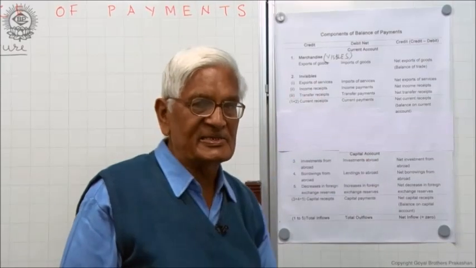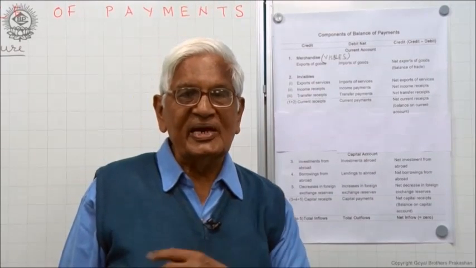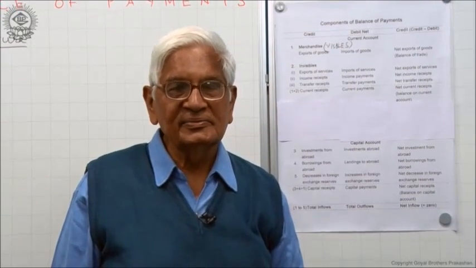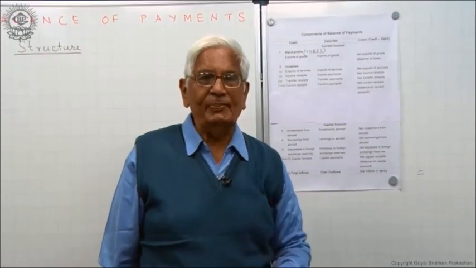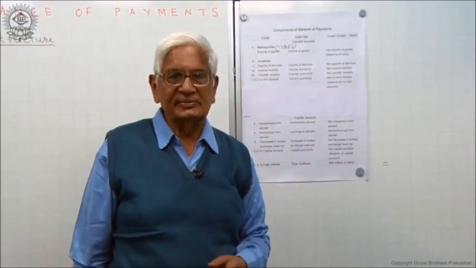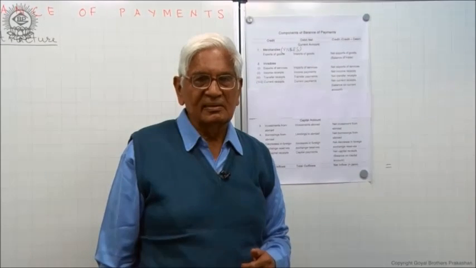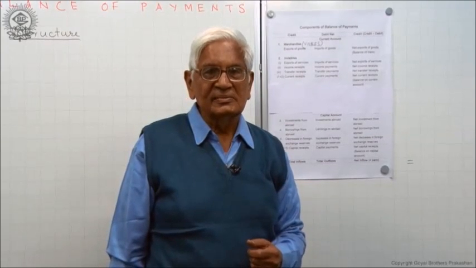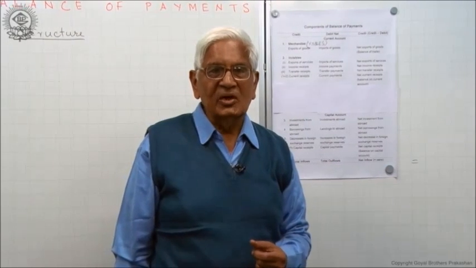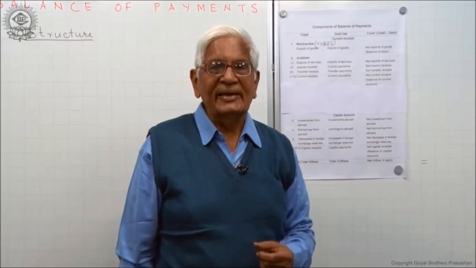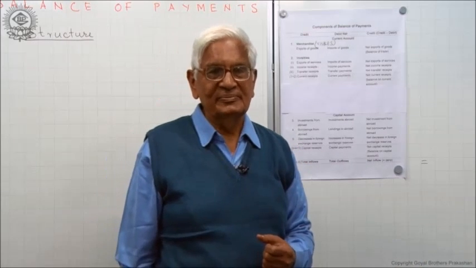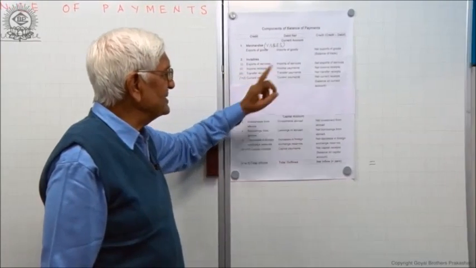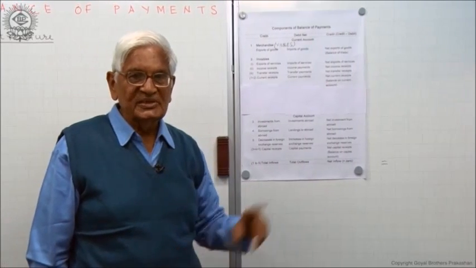Then we have transfer receipts. There is a tragedy in Uttarakhand. There is tragedy recently in Chennai, and suppose foreign countries help, they send funds to India in this hour of calamity. There is a tragedy in Pakistan, Afghanistan, or some other country, and India sends funds to help them. These are transfer receipts and transfer payments. This is current account.